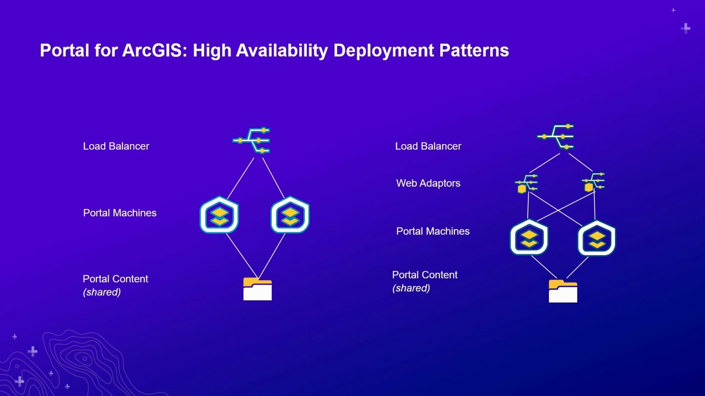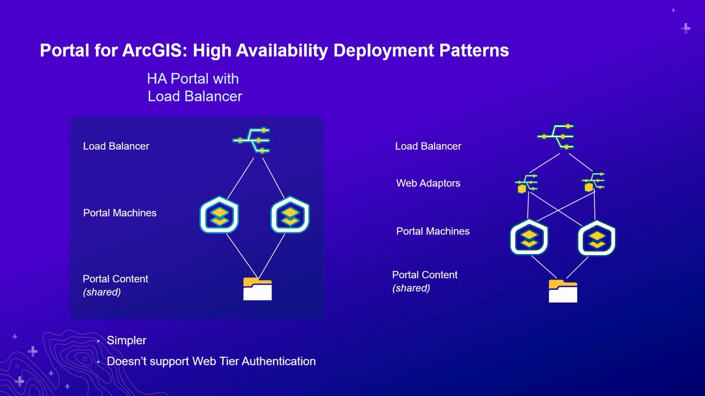So we're looking at the deployment patterns. These are some typical patterns that you may see. On the left-hand side, you have a highly available portal with a load balancer. And the portal machines are reaching a highly available shared content directory. This could be on the file system or in cloud storage. And this approach is simpler. There's less software to configure in the web adapters, but it doesn't support web tier authentication.